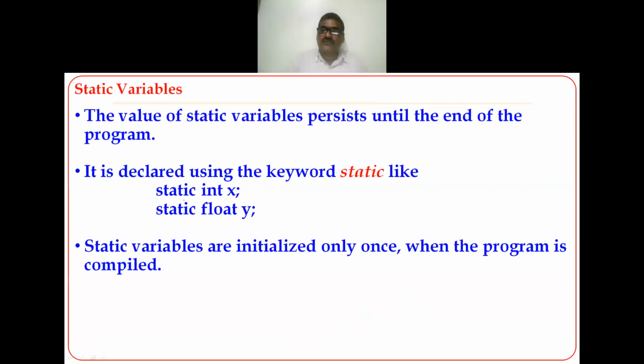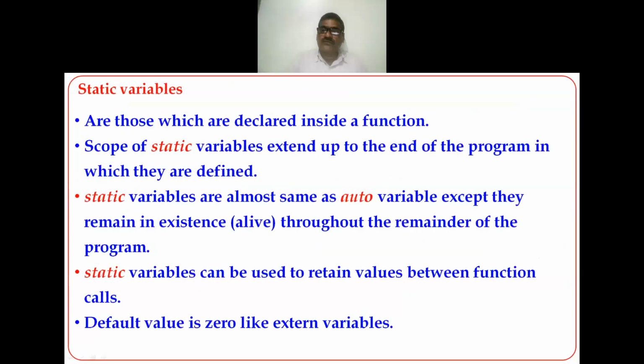Fine. So another, fourth important storage class is the static variables. The value of static variables persists until the end of the program. It is declared using the keyword static, like static int x, static float y. Static variables are initialized only once when the program is compiled. So static variables are those which are declared inside a function. The scope of static variables extends up to the end of the program in which they are declared.